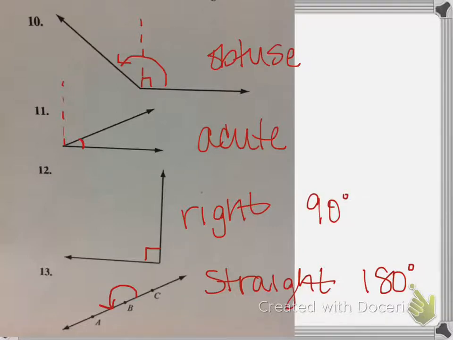We can name triangles the same way. We have obtuse triangles, acute triangles, and right triangles. Now we don't have straight triangles because it's not possible to make a triangle with a straight angle in it.